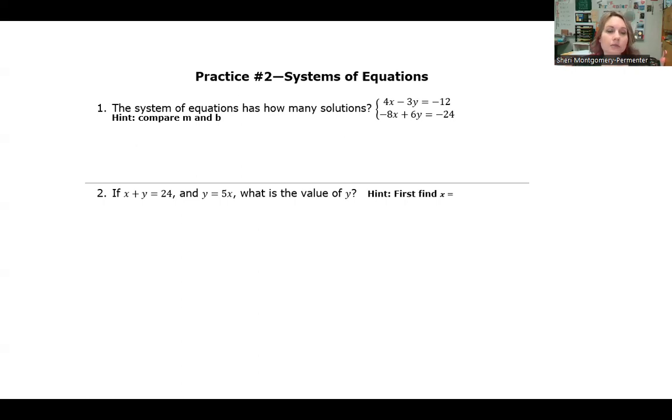To check these, remember we can figure out what the slope and the y-intercept are. So to figure out the slope, we're going to cover up the y, cover up the x. We're going to figure out what is x, what is y. So for the top equation, if we covered up y, we would get x is equal to -12 divided by 4.